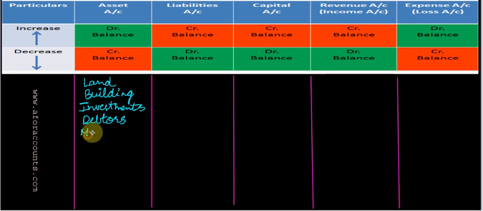Motor vehicle. Asset for the business. Furniture. Assets for the business. Then stock, the closing stock. Asset for my business, because when I sell the stock, I will get cash balance. Then goodwill.